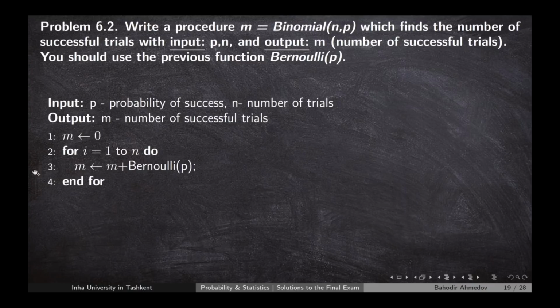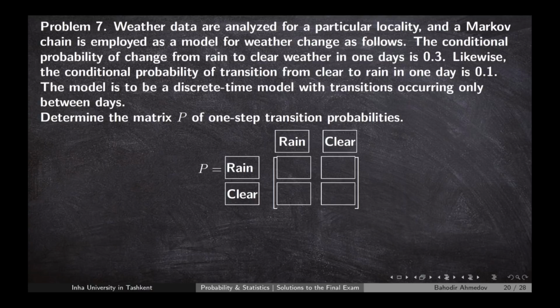Problem number 7 is on the Markov chain. A Markov chain is kind of like neural networks. We are going to have states and the probability of changing the states at every single time step. So let's consider this Markov chain about the weather. In some locality, the weather changes either from rain to clear, from rain to rain, from clear to rain, or from clear to clear.